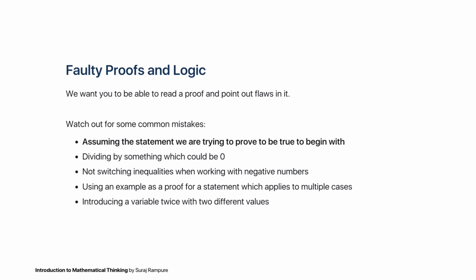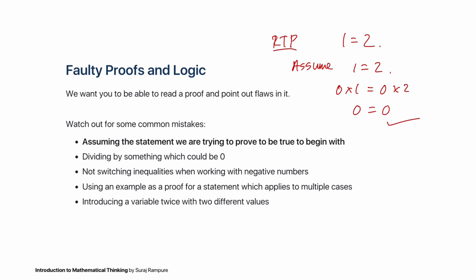Okay, so watch this. Let's say I'm required to prove 1 is equal to 2. Let's assume 1 is equal to 2. I multiply both sides by 0. I have 0 times 1 is equal to 0 times 2. I get 0 is equal to 0. Because that's true, 1 should be equal to 2. Obviously that's not true, right? Because I assumed what I was trying to prove. Okay? So cross that out.